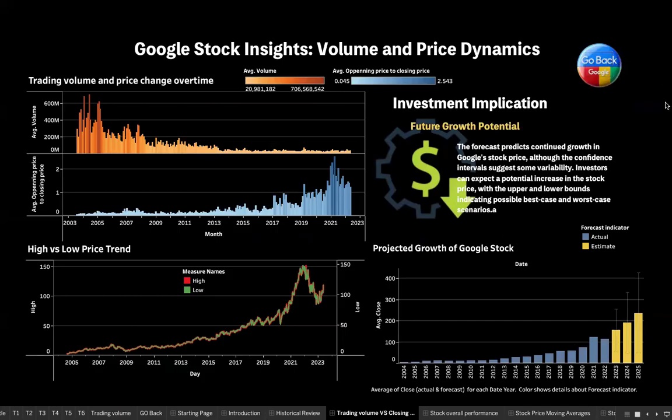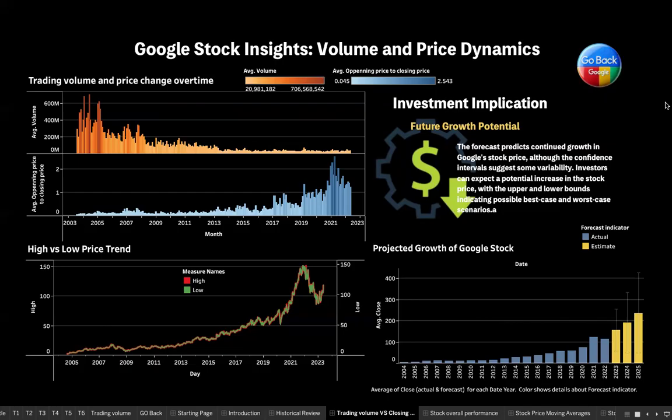Let's start with the trading volume and price changes. Since Google's IPO in the early 2000s, trading volume was initially very high, especially during the first years. Over time, it became more stable, but we see a noticeable spike in activity around 2021, showing that the stock still attracts lots of interest. The price changes, which reflect how much the stock moved from opening to closing, show some volatility, particularly in recent years.